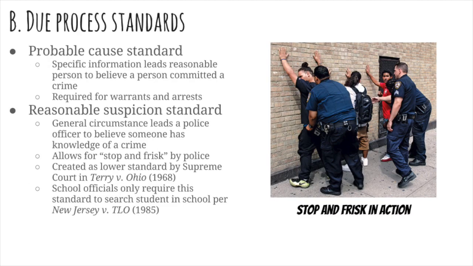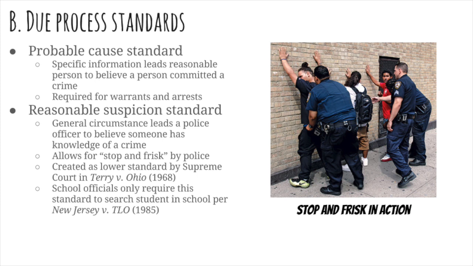So the first topic that we're going to take a look at is known as due process, and there are 2 standards to determine whether due process has been followed. The first is the idea of the probable cause standard, and this is the idea that specific information has led a reasonable person to believe a person committed a crime. This is required for a warrant and an arrest. So this is kind of the higher standard that's required for the police to search and to seize you.